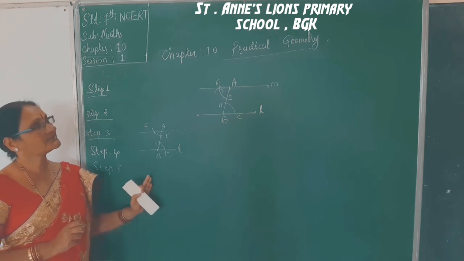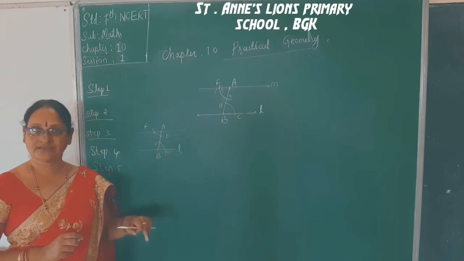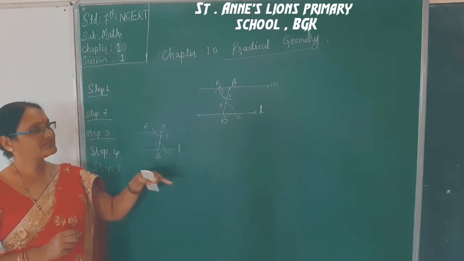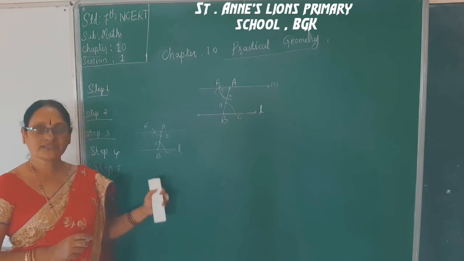This is what construction of a parallel line to the given line through a point which is not on the given line. Okay.